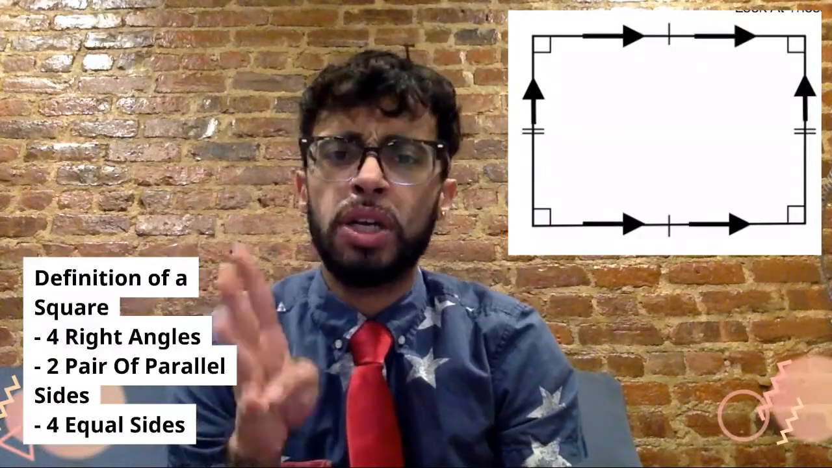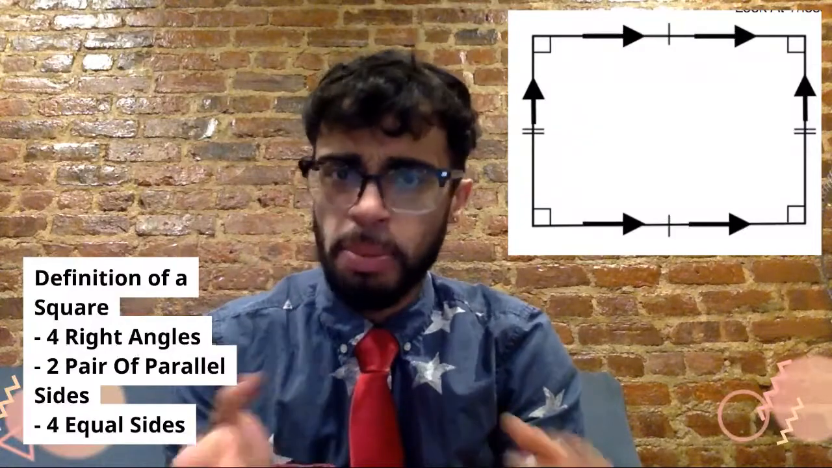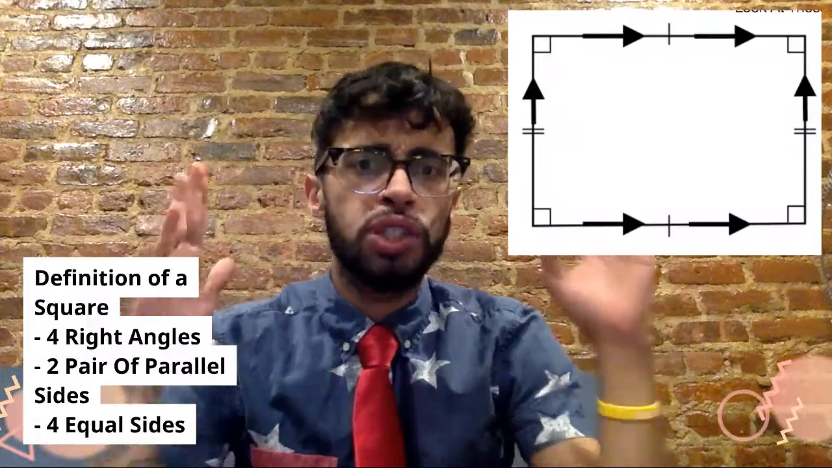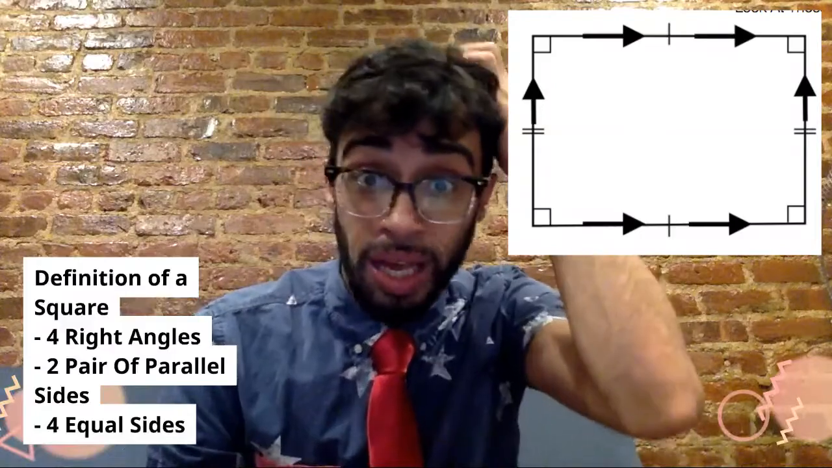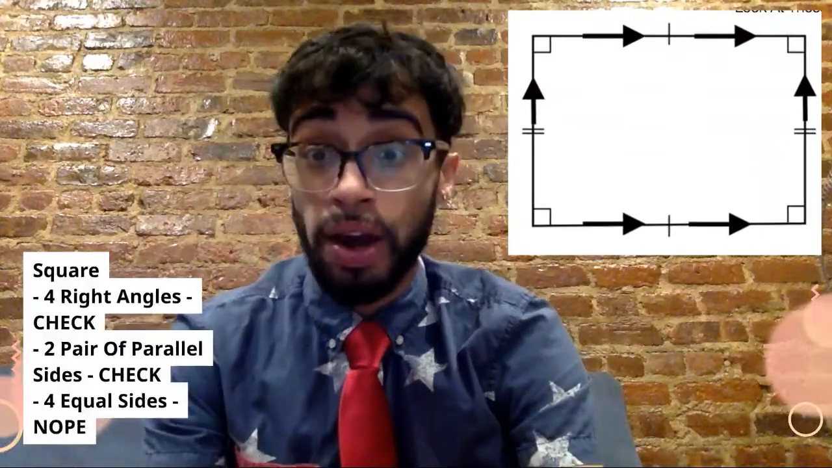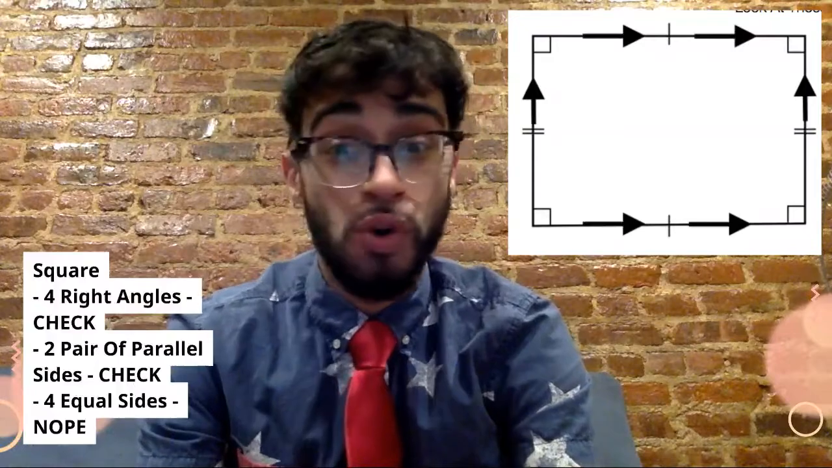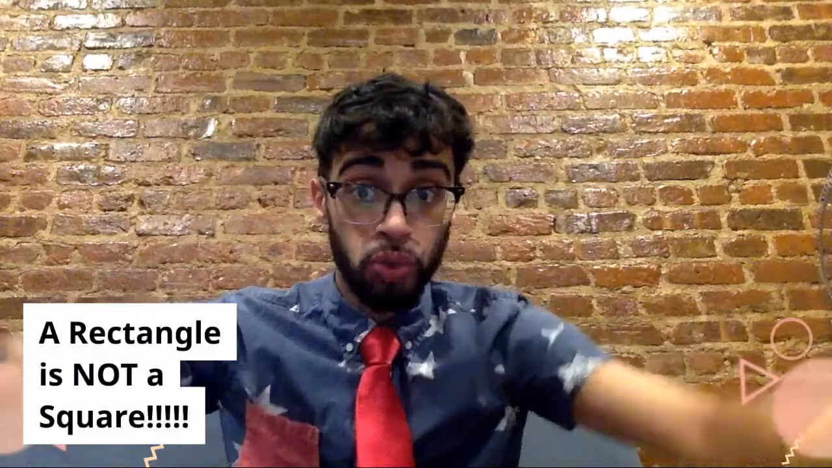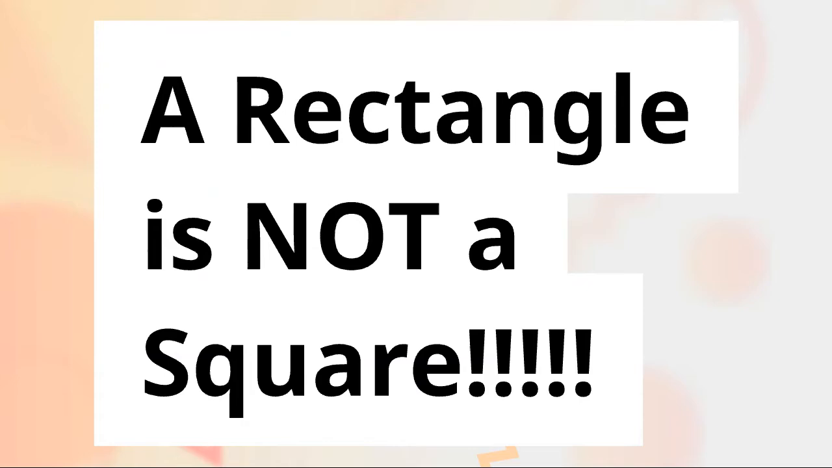Check. What about four equal sides? Well, not every side has the same amount of tick marks. The top and the bottom have one tick mark, and the left and the right have two tick marks. So not every side is equal. Yes, it does have equal sides, but not every side is equal. So four right angles, check. Two pairs of parallel sides, check. But this does not have four equal sides. So we could say a rectangle is not a square. Let's make that nice and big so we can all see that. A rectangle is not a square, guys.